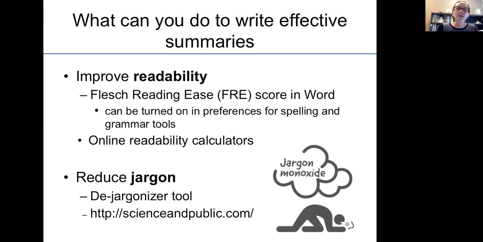And then the next step is reducing jargon. So that's reducing the number of rare words. Readability is about the length of the sentences and the number of multi-syllabic words. So if you have a lot of large words with many syllables in a large sentence, your readability goes down.